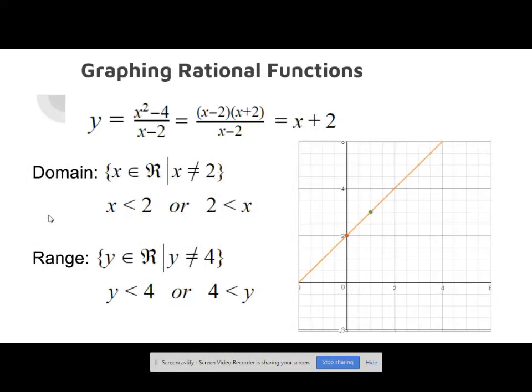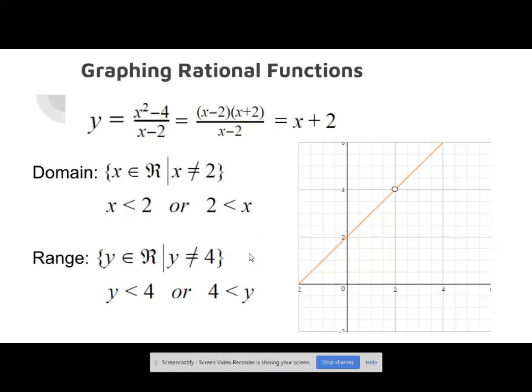The way we would graph this then, because we have an issue where x has to be either less than 2 or greater than 2, y has to be less than 4 or greater than 4, and it can't equal 2, can't equal 4, is we put a little hole there. It's kind of like when you were graphing inequalities. If it didn't quite equal the number, we had an open dot, an open circle, that's coming up again here.